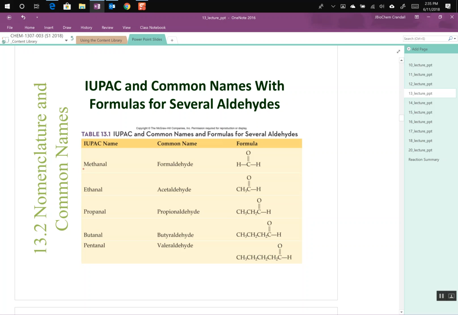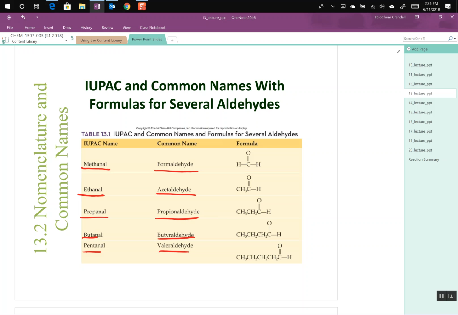So methanol was forma, ethanol was aceta, propanol, propionaldehyde, I'll change there, butanol, butyraldehyde, so this one becomes butyra, and then pentanol will be valer. Those will all be the aldehydes. And this kind of naming system goes for common names for a lot of things.